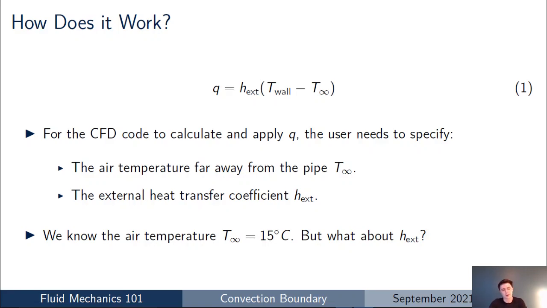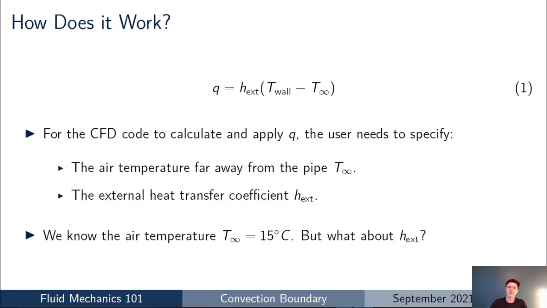So the T infinity is something that the user will have to tell the CFD code, because as a reminder, the CFD code doesn't actually know what's going on around the pipe. We know that there is air and the air is at 15 degrees C, but the CFD code doesn't know that. So we tell the CFD code what the conditions are like by telling it the temperature, T infinity, far away from the pipe.